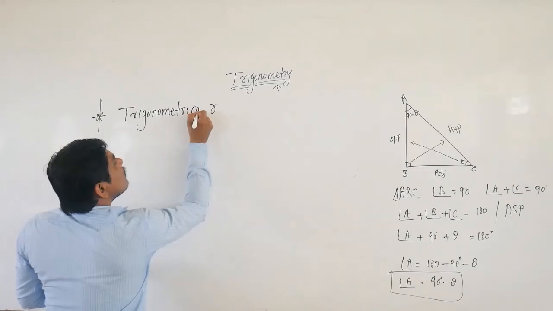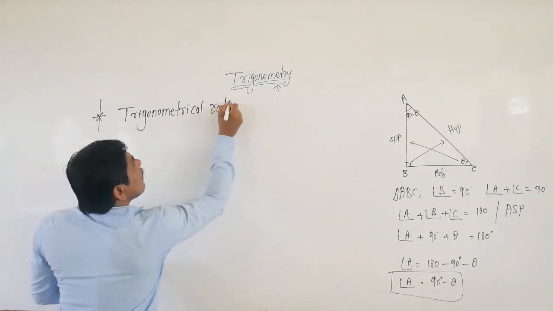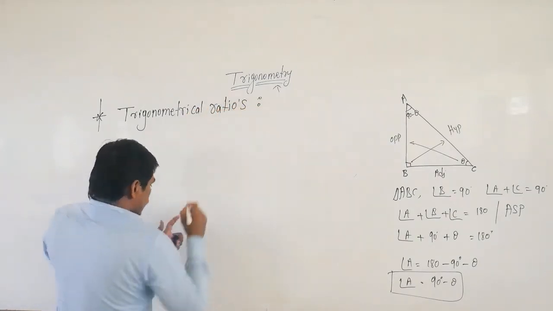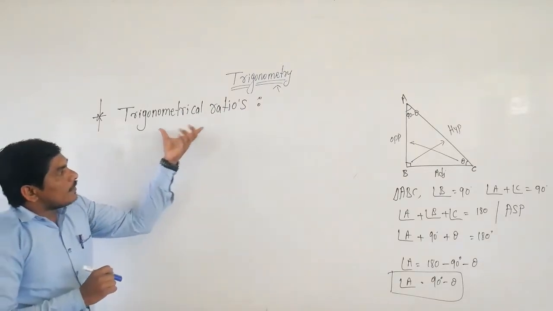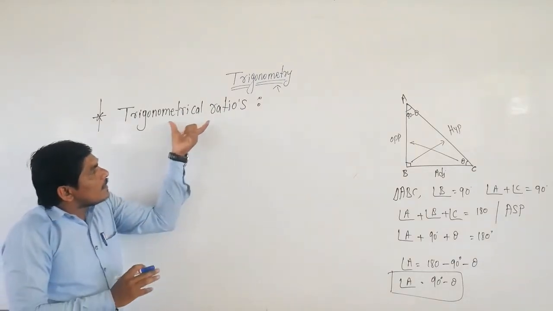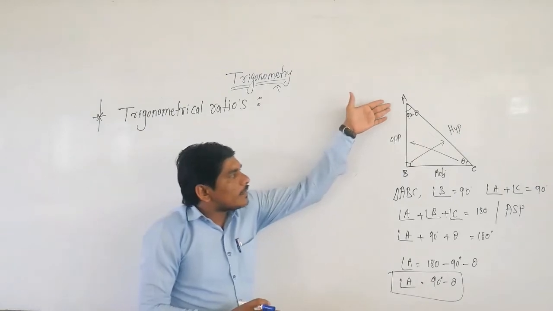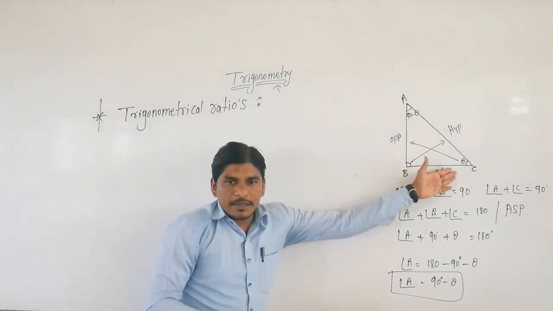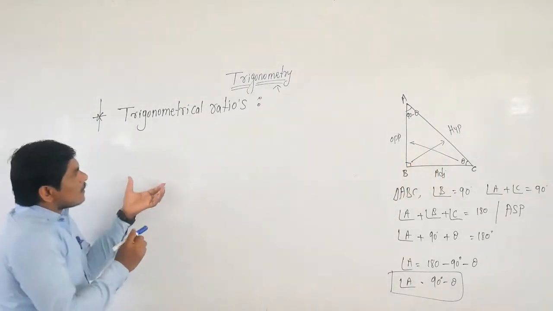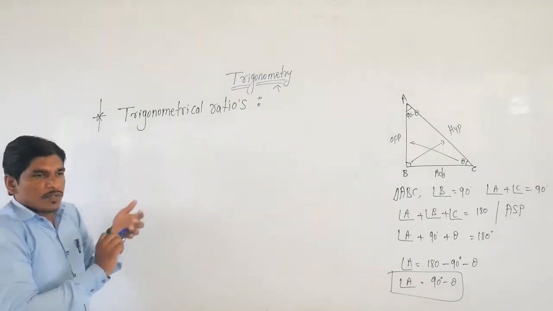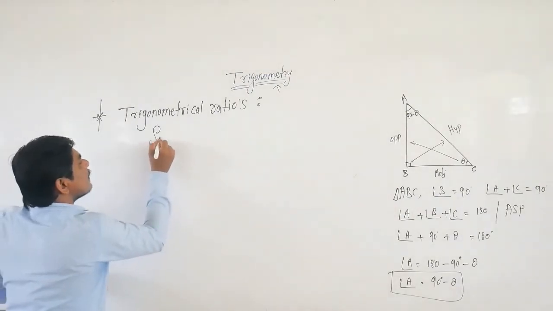Trigonometrical ratios. Now these ratios are completely based on the right angle triangle. How? See here, first you have to understand what the trigonometrical ratios are. Now the first one is sine theta.